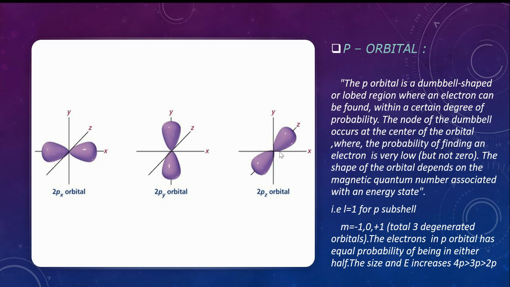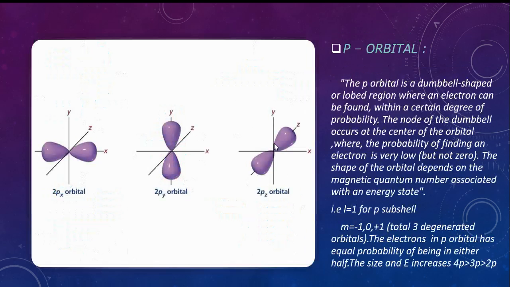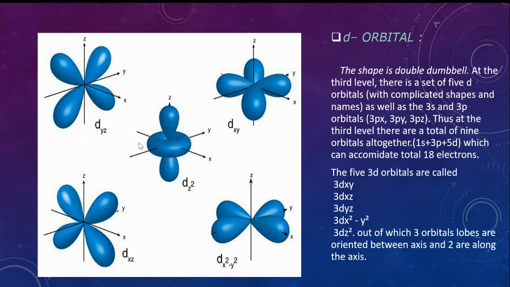So the electrons in the p orbital have equal probability of being in either half. Here there are two halves, so there is equal probability for the electrons to be in either this half or the other half. And just like the s orbital, here also the p orbital's size as well as the energy goes on increasing as we move away from the nucleus.